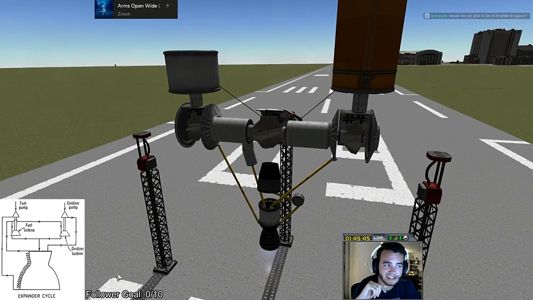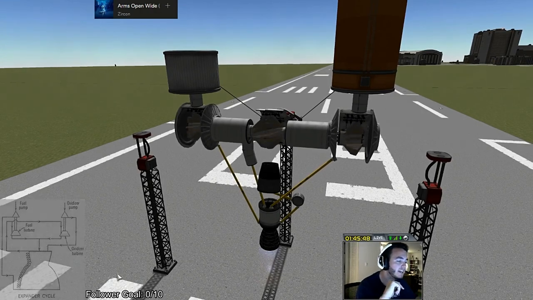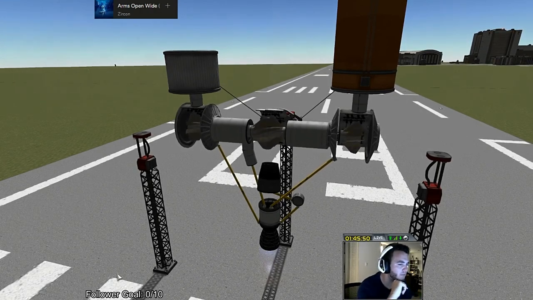To my knowledge, there has never been a dual expander cycle ever flown. I believe some are being looked at to be made, but I don't believe anything has flown yet.